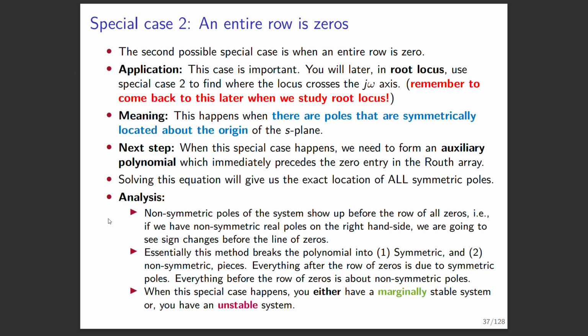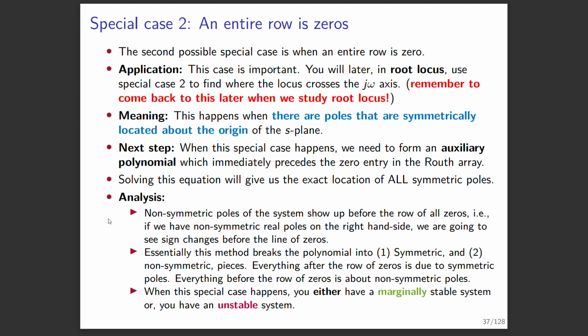Special case 2 is when an entire row is 0. This is a very important case. You will later see how it helps you in root locus, so come back here later and read this slide again. The meaning of special case 2, when you encounter an entire row of 0, is that there are poles that are symmetrically located about the origin.